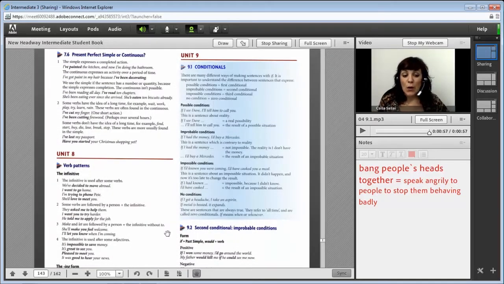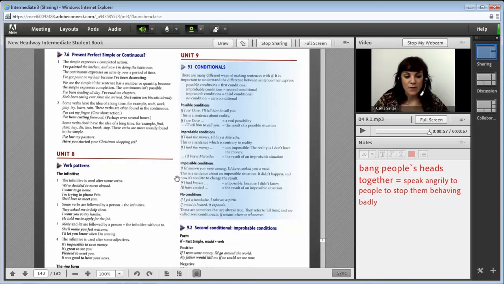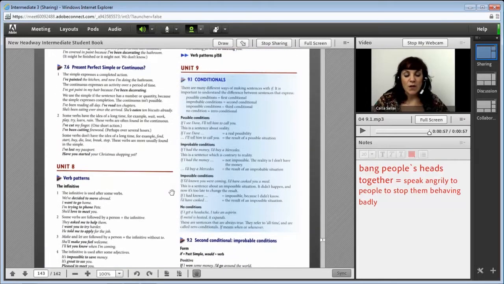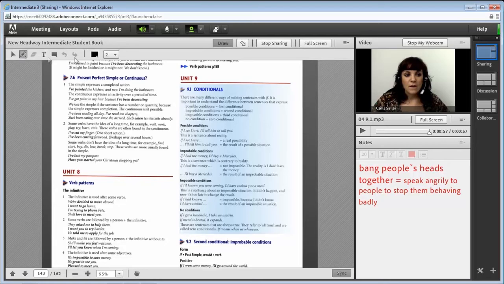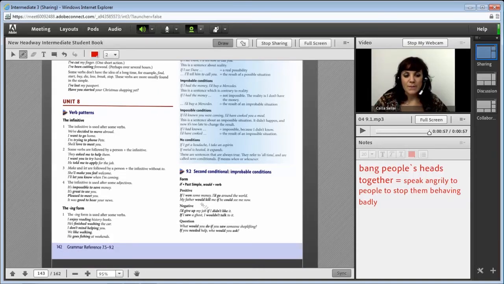Now, if you open your student's book on page 143, at the back of your book, sorry, 142, my mistake, 142, this is where you can find the grammar references. Now, Unit 9, 9.1, a general grammar revision of the conditionals. You can find it here. And then 9.2 down here is a revision of the second conditional, improbable conditions, unreal present.